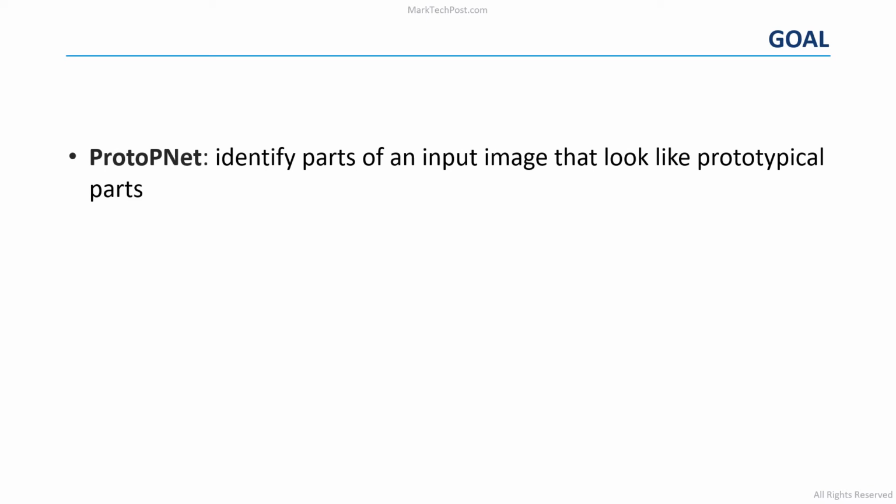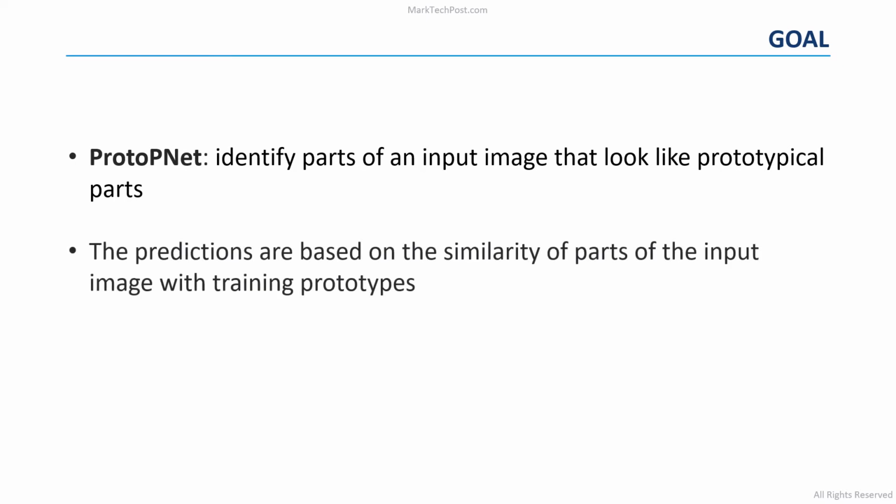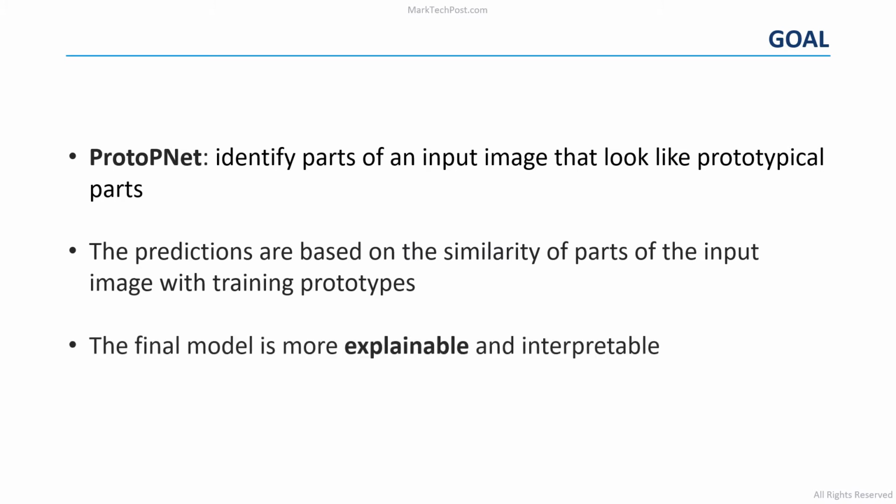The goal of this paper is to introduce a neural network called ProtoPNet, which is able to identify several parts of an input image that look like prototypical parts of the classes present in the training data. Hence, the predictions of this network will be based on the similarity scores between parts of the input image and the learned prototypes. In this way, the developed model is more explainable and interpretable than a standard deep neural network, since the reasoning process behind each prediction is transparent.